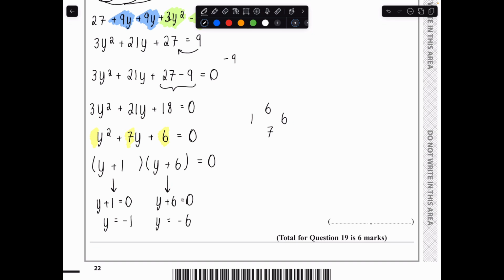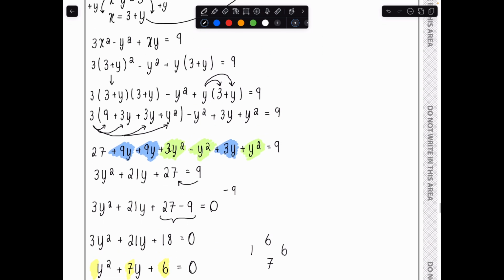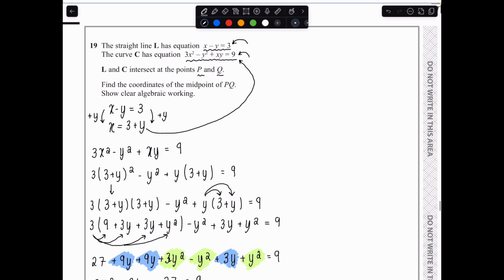So now, what have we actually found out? What we found out are the y coordinates of our points P and Q. But it's not enough to just find the y coordinates, we need to actually find the x coordinates as well. But how do we do that? Is there anything that we've done at the start of the question that could help us? If we have a look back up at the question, closer to the start, we made an expression for x in terms of y, didn't we? So let's use that. So x is equal to 3 plus y. And we've already found out y is either equal to minus 1 or y is equal to minus 6.